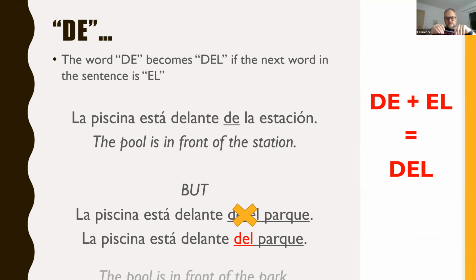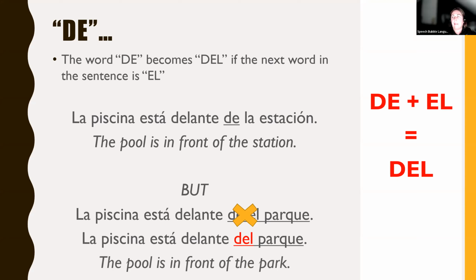Park. In front of the park. Okay, está delante del parque. So it's purely if the L comes before, not if it's a la, but only if it's an L, okay? Then that has to be changed to del. You wouldn't have de el. If you put that in there as a sentence, la piscina está delante de el parque, it doesn't quite flow. So the de and the L become a del.